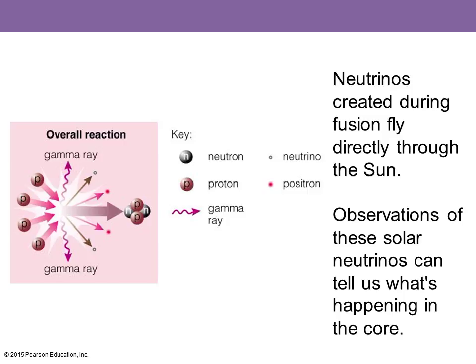The neutrinos that are created during fusion fly directly through the sun. They are totally unhampered by matter. And observations of these neutrinos can tell us what's happening in the core. As the book describes, neutrinos are very, very fast, very energetic, and pretty much pass through anything, including us and the Earth.